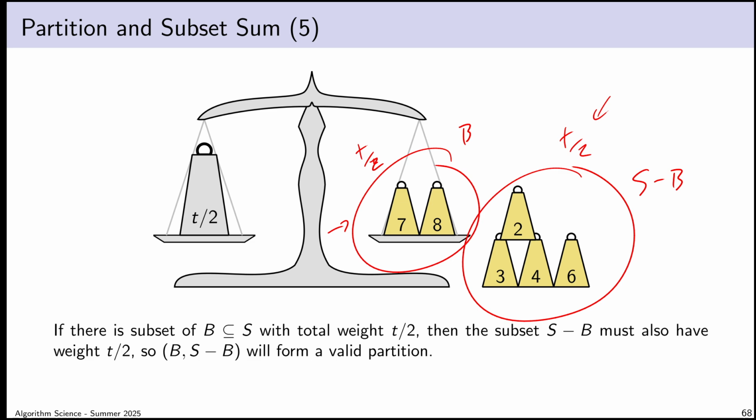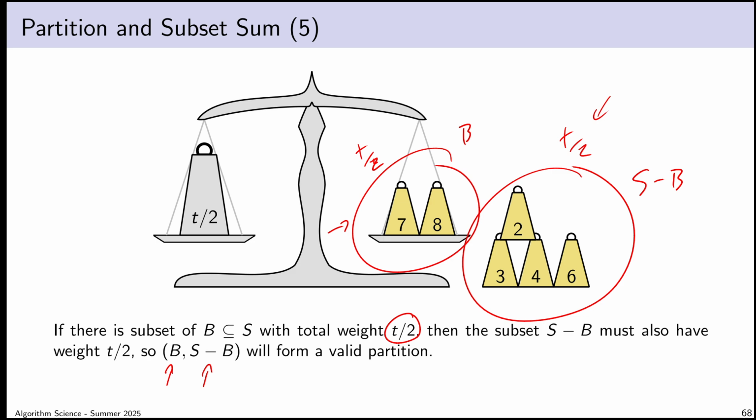Okay, so what that's telling us is that if I can find some subset that adds to t over 2, the sets b and S minus b, those two sets together, will form a valid partition. And so I have found a way of solving the partition problem if you can give me an algorithm for the subset sum problem.